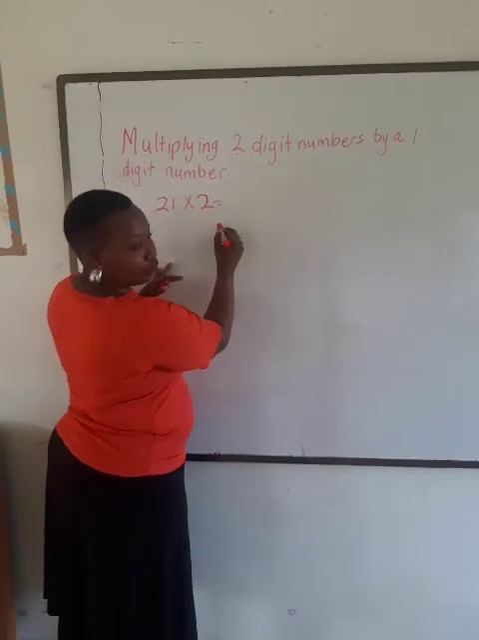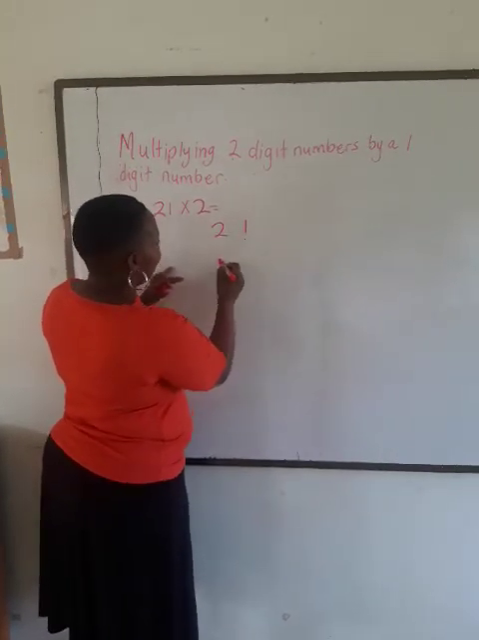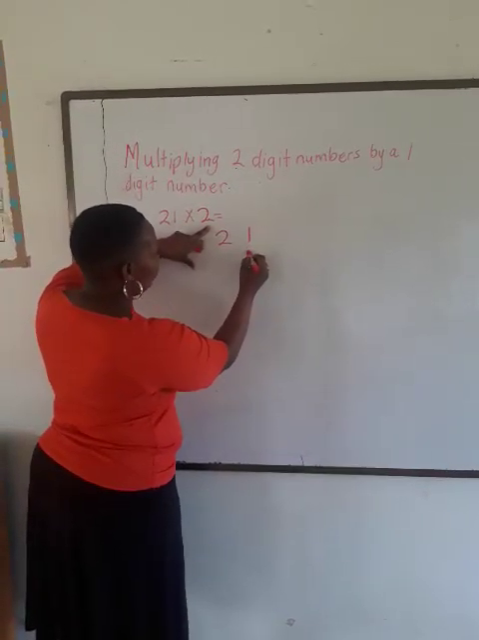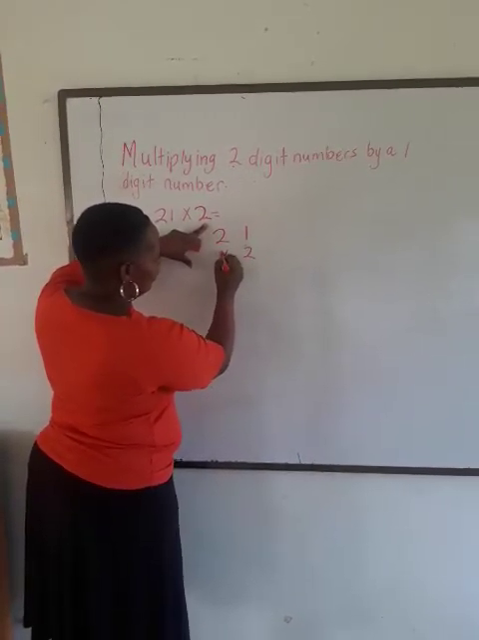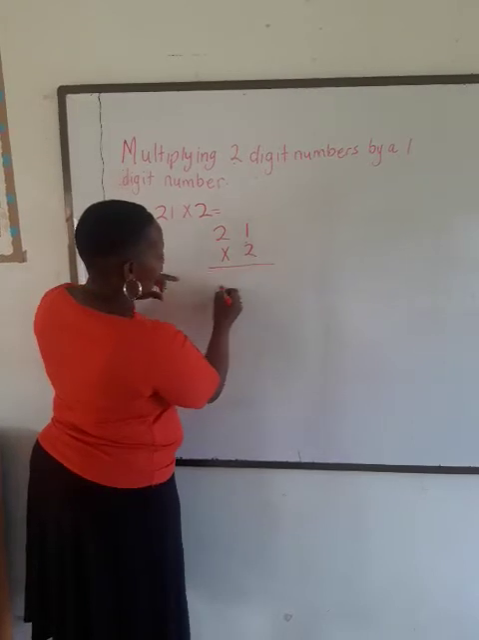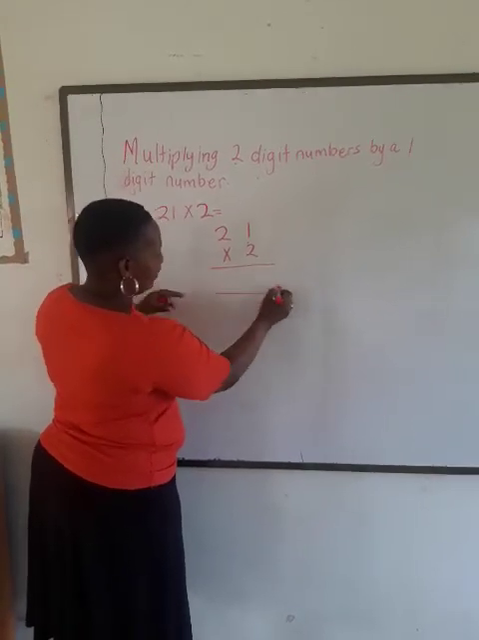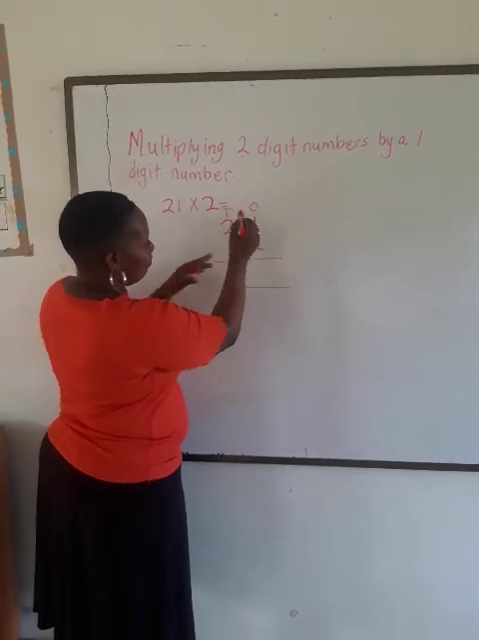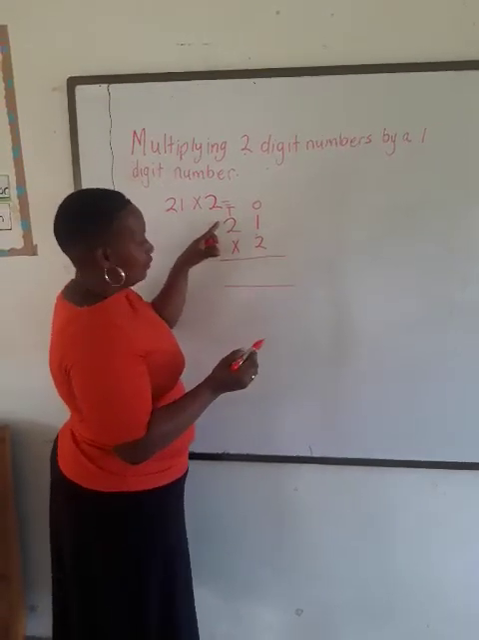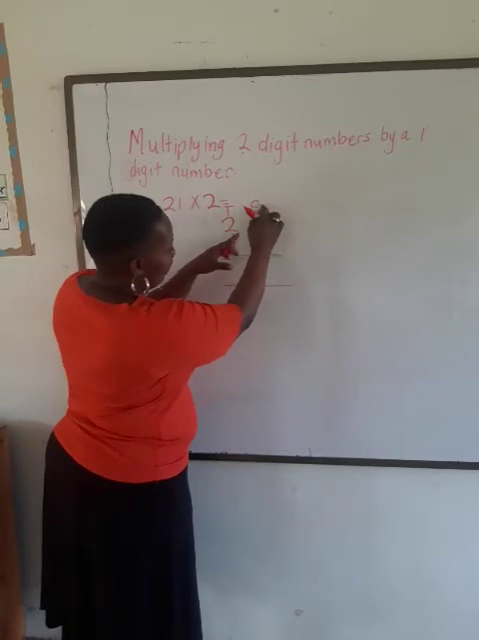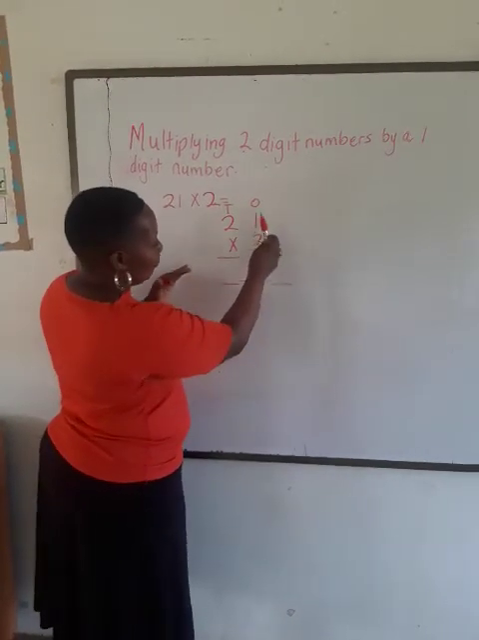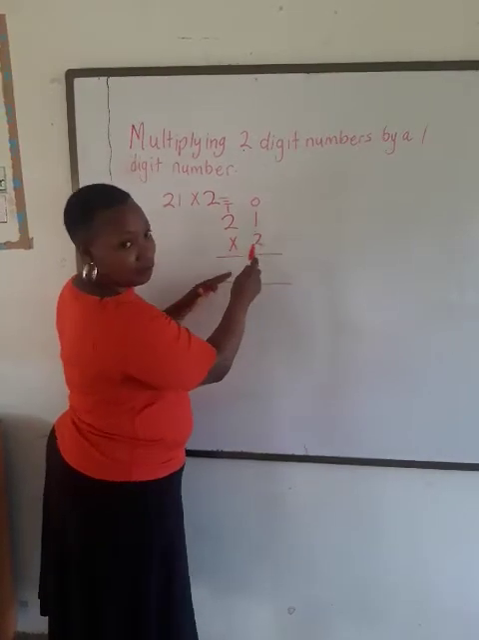So I write my 21 and number 2, I put it under the ones column. Then the multiplication sign under the tens. So I'm going to write the place values. I have the ones and the tens. Now we deal with the ones column first, and we have 2 times 1.